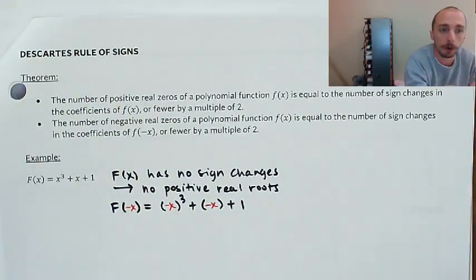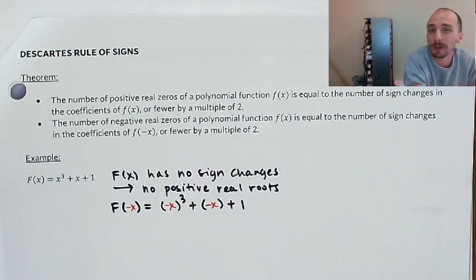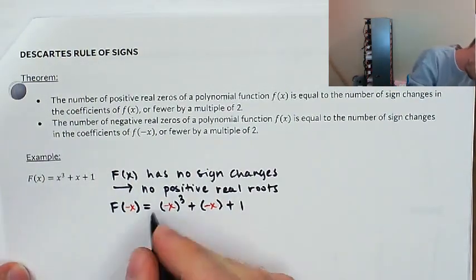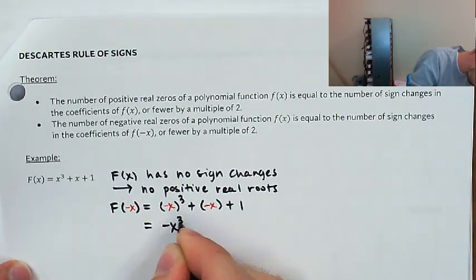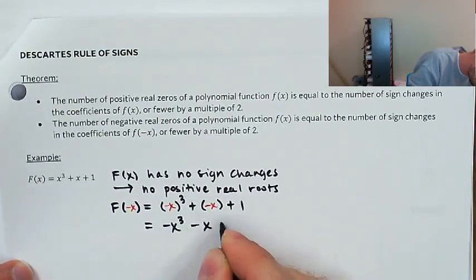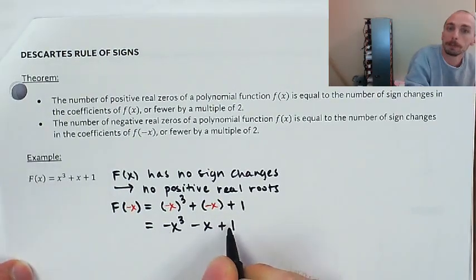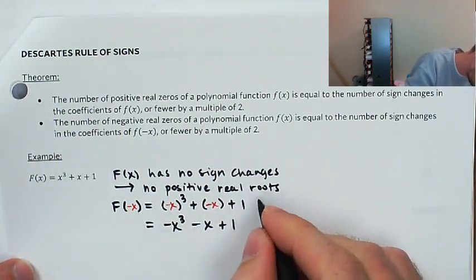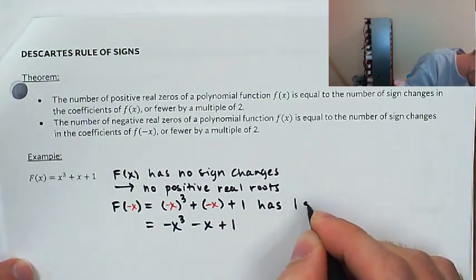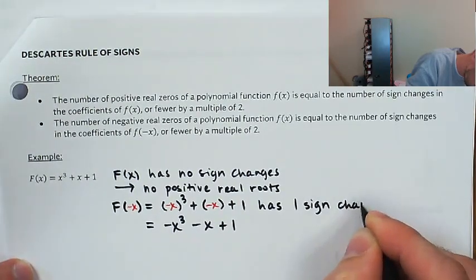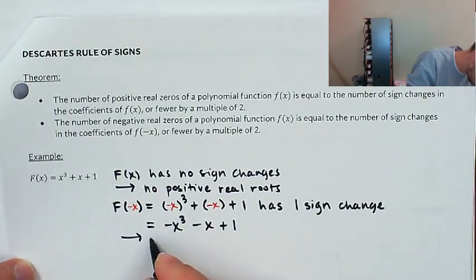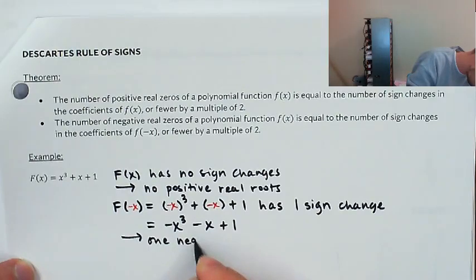Now, negative x to the third power is like 3 copies of negative x, so it's 3 negatives and 3 x's. And we know that an odd number of negatives multiplied together does make a negative. So I'm going to have negative x cubed plus a negative x, so that's minus x plus 1. Okay, I went minus, minus, plus. Minus to plus, that's a sign change. I'm going to say f of negative x has 1 sign change. We saw it right there. That means that there is exactly 1 negative real root.